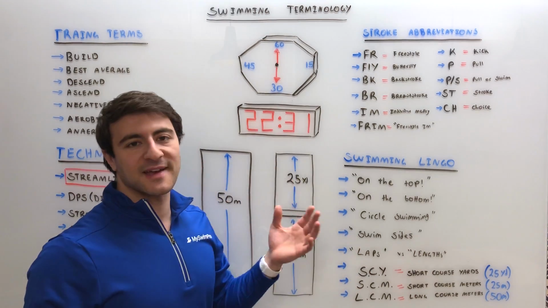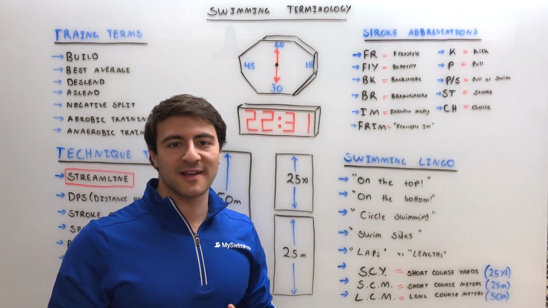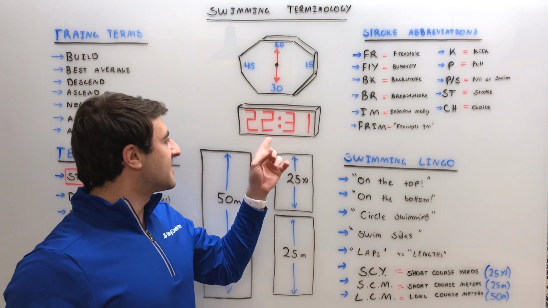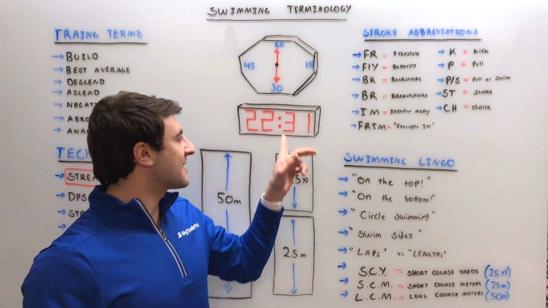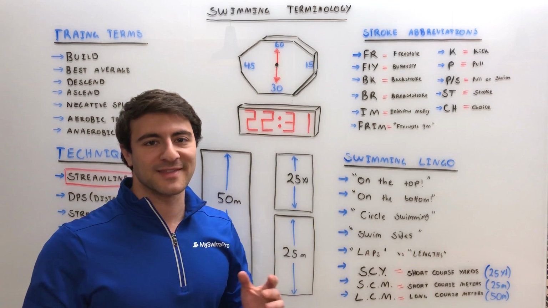So if the coach were to say, okay, we're going to do the next set and we're leaving on the bottom, what they really mean is we're going to leave on the 23:30. So you actually get a minute rest on top of where you are currently in the pace clock.